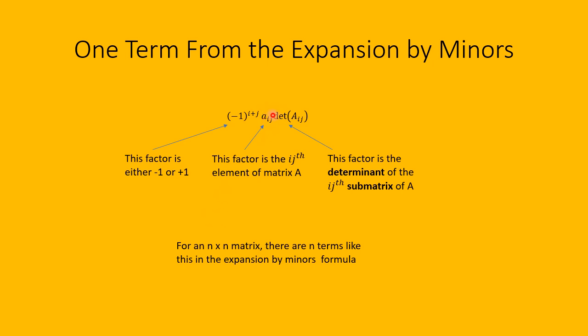Okay, little a sub ij is the ijth element of the matrix A, and the determinant of capital A sub ij is the determinant of the ijth submatrix of A. We called that, remember, the ijth minor of A. So sometimes you might see this term written as minus 1 to the i plus j times little a sub ij times m sub ij, the ijth minor. For an n by n matrix, you're going to have n terms similar to this in the expansion by minors formula.